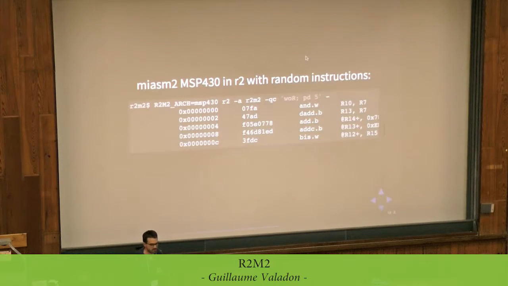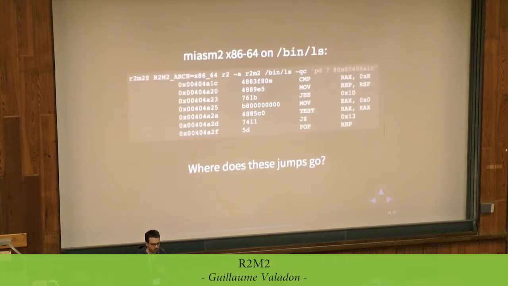That's a silly example. I'm using the MSP430 implementation in Miasm on random instructions, so I'm disassembling 5 instructions here. A bit more complicated, bin/ls, x86. That's nice, but here we have jumps. And so far we are only doing assembly and disassembly, which is as useless as objdump.